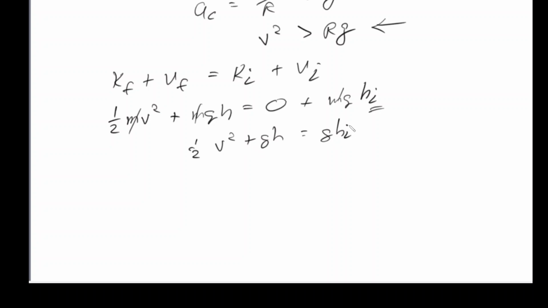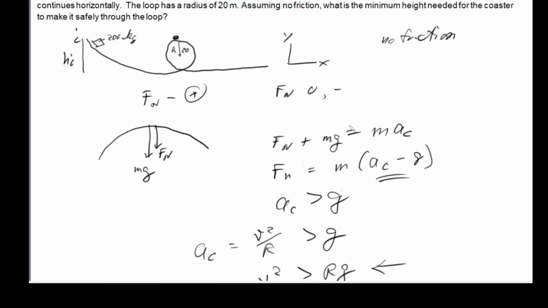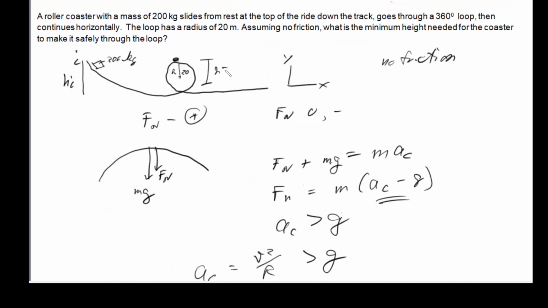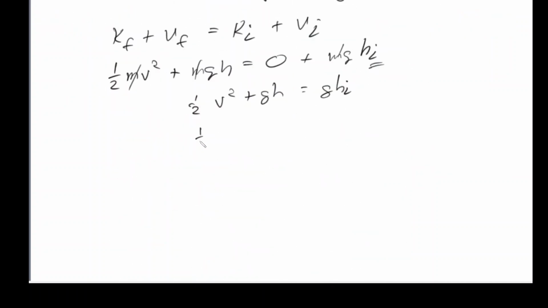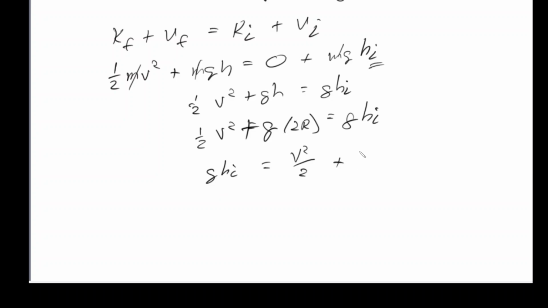And we know that, if we go back up here, this height is equal to twice the radius. So this becomes 1/2 v squared is equal to plus g times 2r is equal to g times the initial height. So if we write g h_i is equal to v squared over 2 plus 2gr.